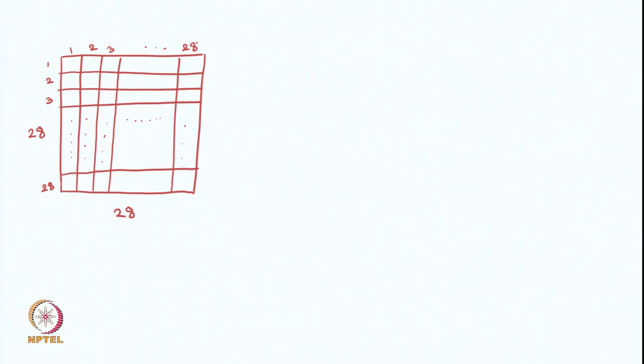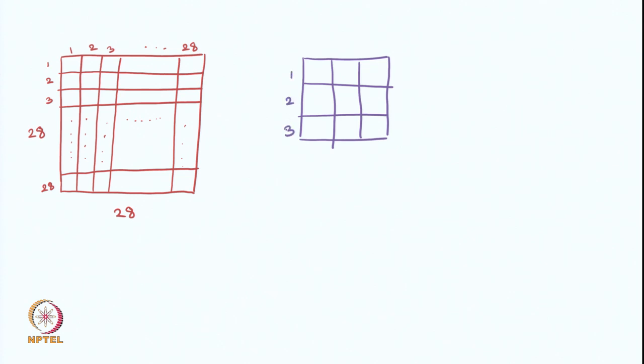It's a 28x28 grid, and we define a filter which is a 3x3 filter. Filter has 9 entries and each entry is a weight, let's say W1, W2, W3, W4, W5, W6, W7, W8 and W9.